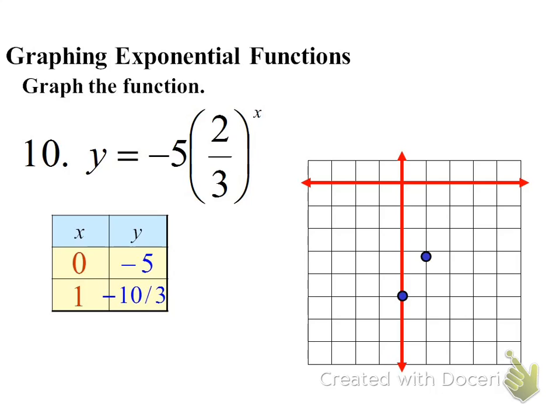If you want to see what's happening to the left, you could plug -1 in. That would cause you to take the reciprocal. That would be 15/2, which is like -7.5, so it's going down in the negative. To the right, it is going towards that x-axis, not quite touching it.